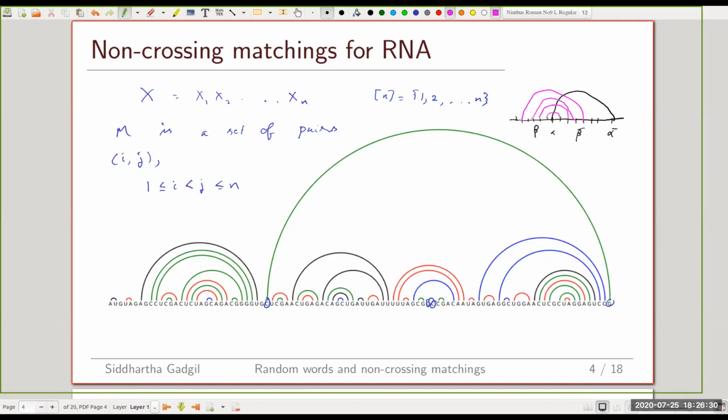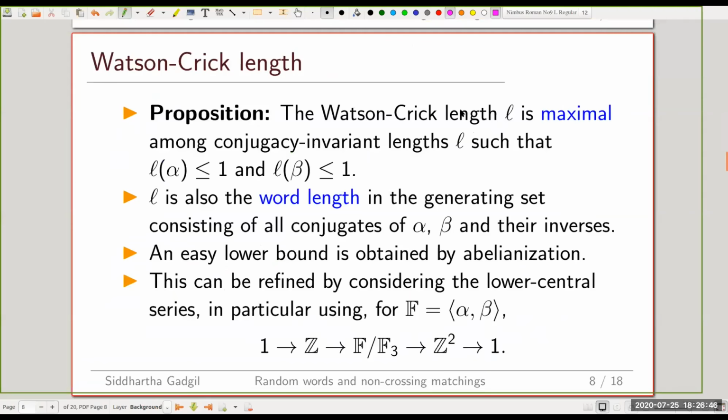So there is another question in the chat. Does anybody want to ask any question? In the chat there is a question: could you please specify what maximality of length functions would mean? What would be the order of the length function?